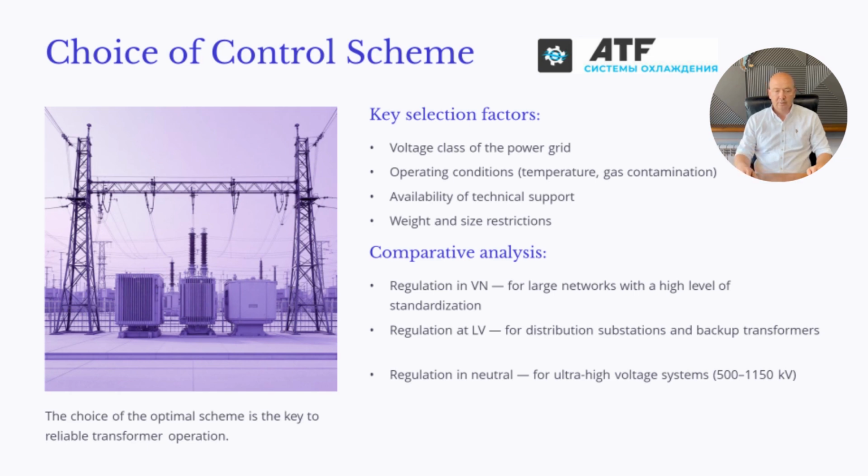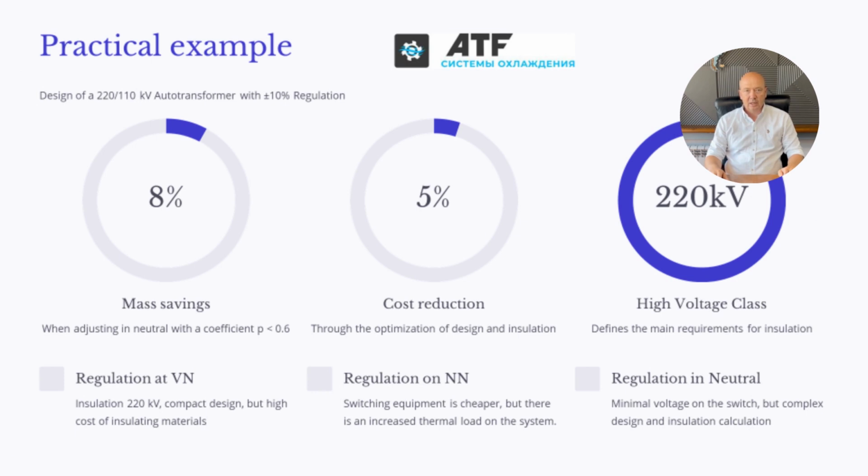1150 kilovolts. Practical example: suppose we design an autotransformer rated 220 to 110 kilovolts with regulation of plus or minus 10%. Comparison of schemes. High voltage side regulation, 220 kilovolt insulation: compact but costly insulation. Low voltage side regulation: cheaper switching but higher thermal load. Neutral regulation: minimal voltage but complicated insulation choice and labor-intensive tap changer design. According to calculations, neutral regulation gives up to 8% weight savings and 4 to 5% cost reduction when the benefit factor is less than 0.6.